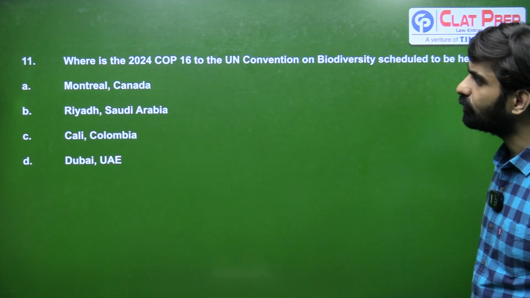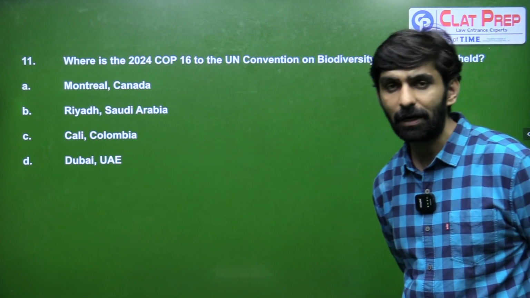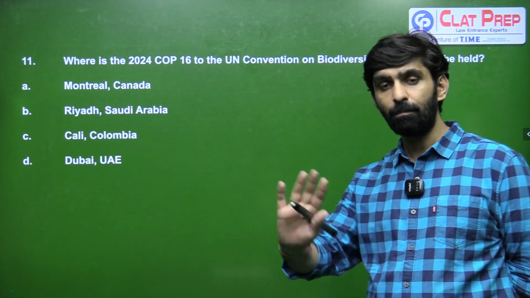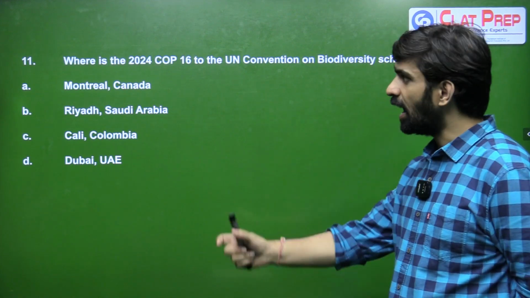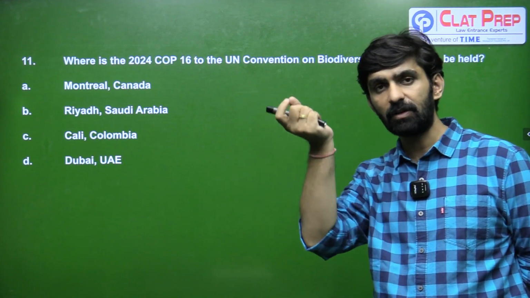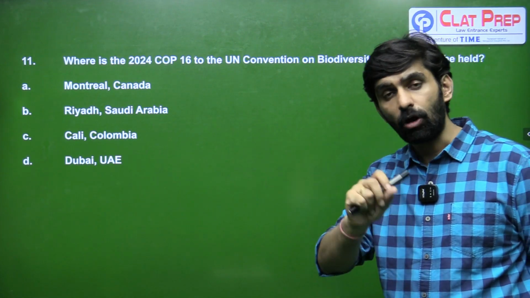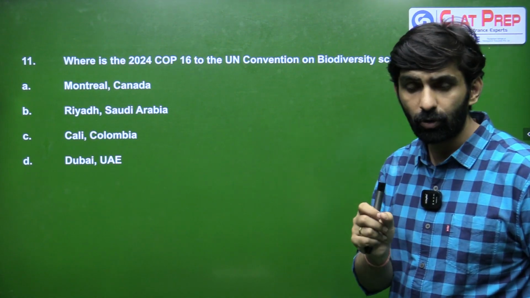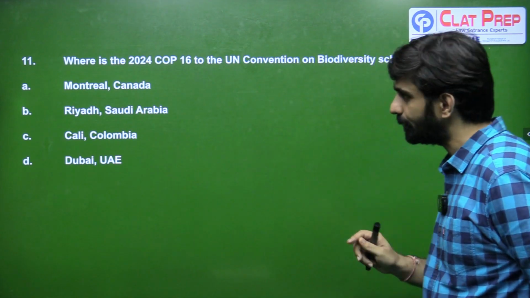Next is, where is the 2024 Conference of Parties number 16 to the United Nations Convention on Biodiversity scheduled to be held? This is a particular and important update for 2024 because we are going to have 3 important environment related summits in the year 2024 onwards, and the Conference of Parties number 16 with respect to the UN Convention on Biodiversity is going to be held in the month of November-December in 2024, and the place where it is going to be conducted is Cali in Colombia. So the answer for 11th is going to be C.